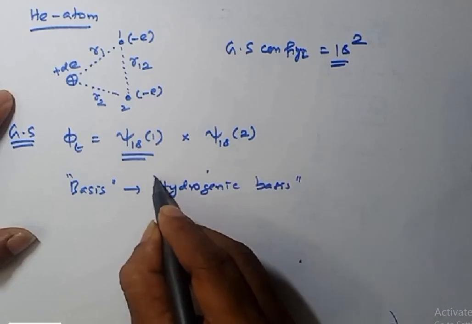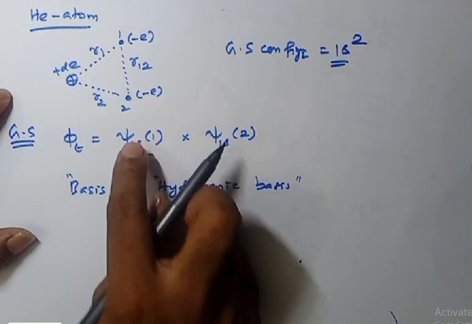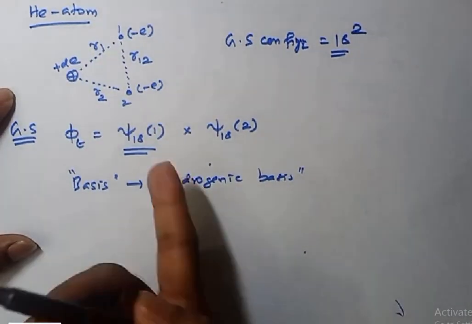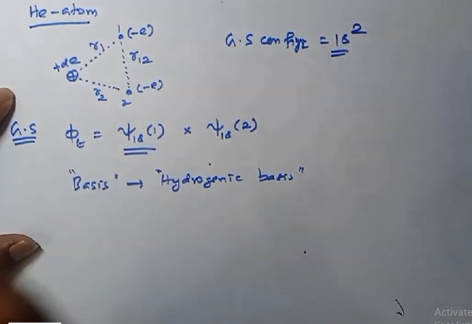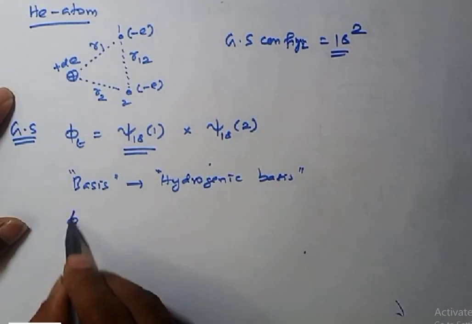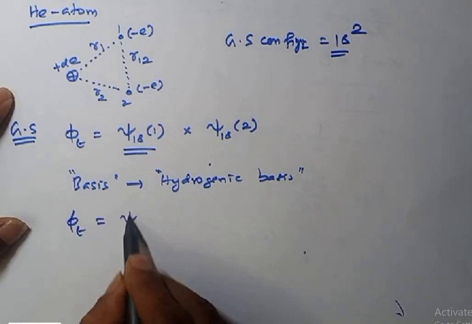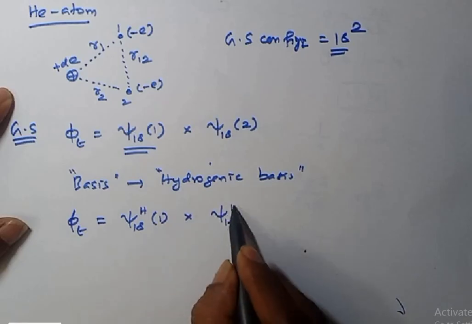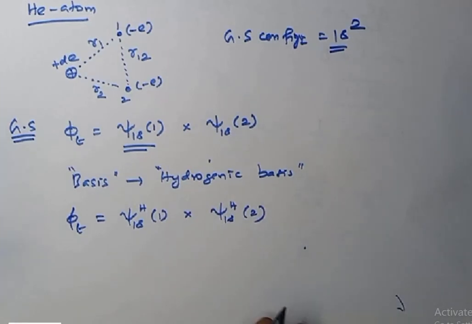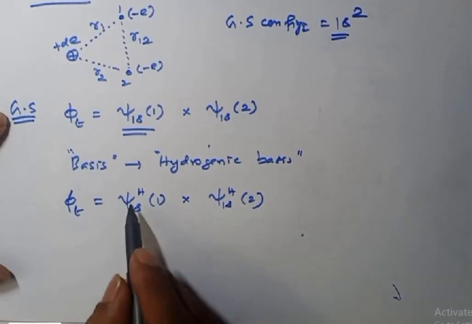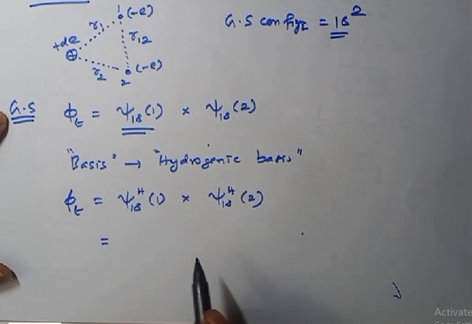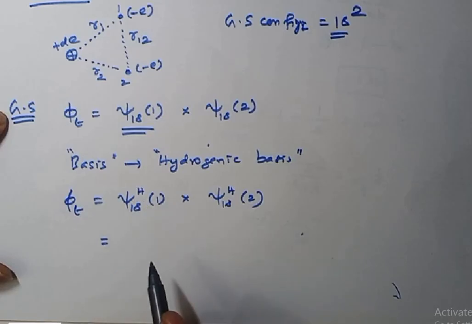What is meant by that? Instead of the 1s orbital of the helium atom, I am going to use the 1s orbital wave function for the hydrogen atom, because we don't know the wave function of the 1s orbital of helium. So the trial wave function can be given as the 1s orbital of hydrogen for electron 1 and the 1s orbital of hydrogen for electron 2. And the hydrogen atom 1s orbital wave function we know already. It consists of some normalization constants, and an e power minus alpha r term will be there.